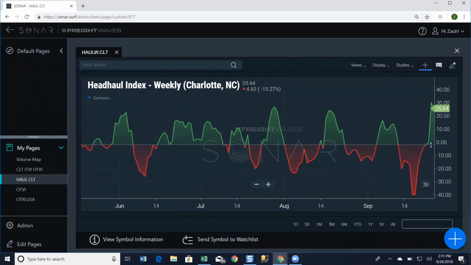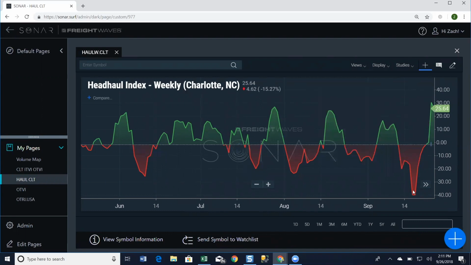So I pulled up the Headhaul weekly index chart for Charlotte just to get a sense of what this market is. This up and down movement means that this market is pretty volatile. It'll go up and down quite a bit, and that means you're having these switches in amounts of inbound versus outbound volume over time. So here's the hurricane impact right here.